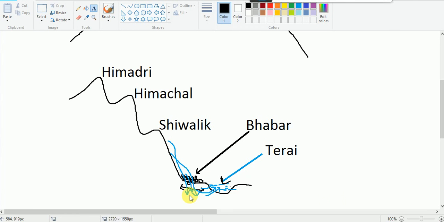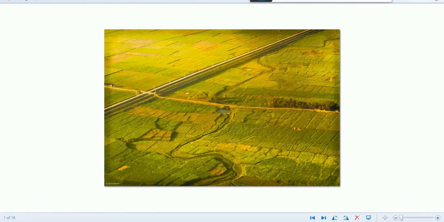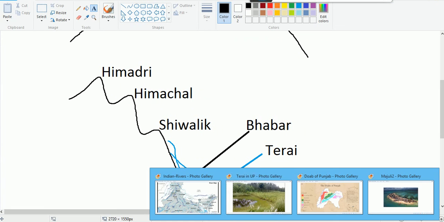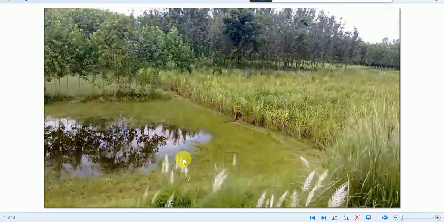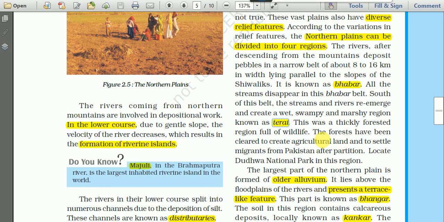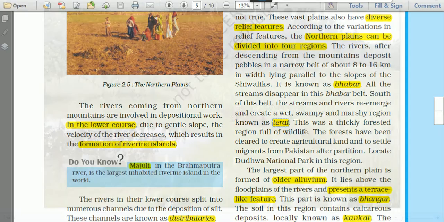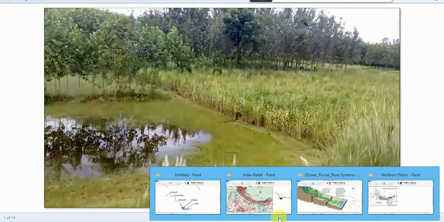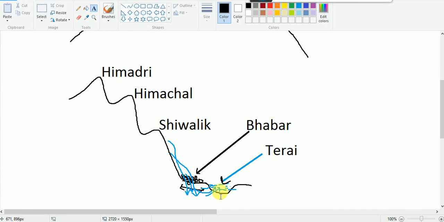Okay, so if we look from the sky, terai looks like this, and if we look inside it, then it looks like this. Here you'll find wetlands with trees, grasses, and so much other wildlife you'll find in the terai region. Remember the old streams that have disappeared in the Bhabar belt will re-emerge in the terai belt, as you're seeing here, and thus form a wetland. And this belt is known as the terai belt.